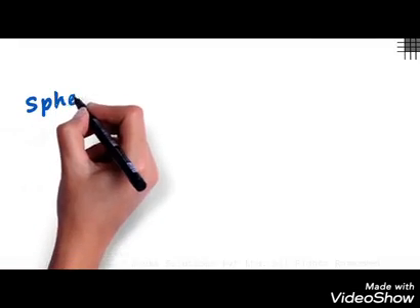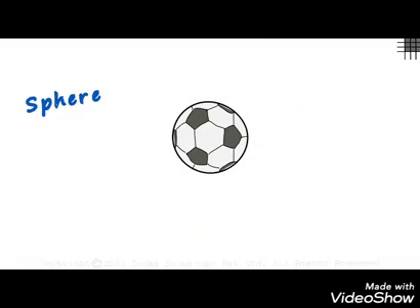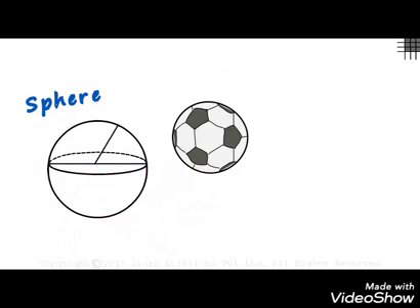What does a sphere look like? The best example would be a football. It's round in shape and has no vertices. But how do we show it on paper? It will look something like this. This is the center of the sphere.